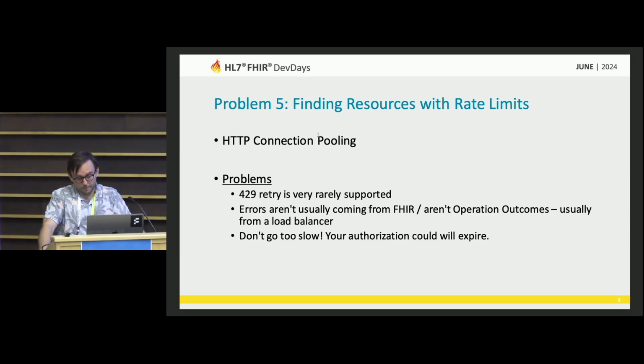So dealing with rate limits, well, certainly if you're making hundreds of potential requests to a FHIR server, you're going to run into problems. You will need to implement HTTP connection pooling at some point. Problems here. So 429 is an HTTP status code that basically says retry later. That's not part of the FHIR spec. It's very rarely supported. It's supported generally at the load balancer level of whatever implementation in the cloud the implementer has used. So those errors are generally not coming back as operation outcomes. Also, don't go too slowly, because if you go too slowly, your authorization could expire.